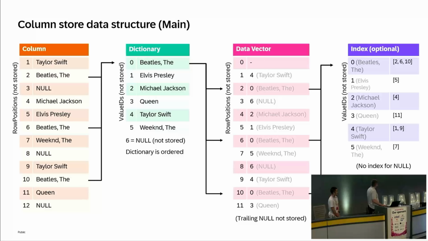And additionally, if an index is created on the column, we have this index structure, which gives us for each value ID a list of the row positions that are matching the value IDs. For the null, there's no index structure.